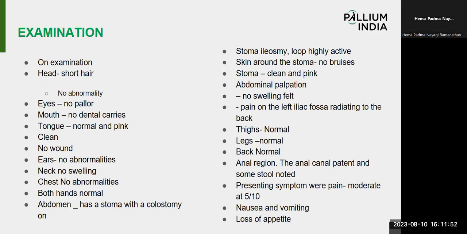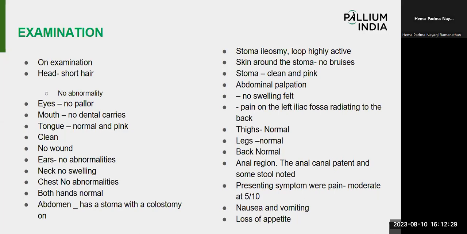On examination, she had short hair. Eyes, mouth, tongue, ear, neck, chest, and hand: no abnormalities found. The wound was clean. The abdomen had a stoma; colostomy was there, and the ileostomy loop was highly active. The skin around the stoma was normal, clean and pink. On abdominal palpation, there was no swelling.